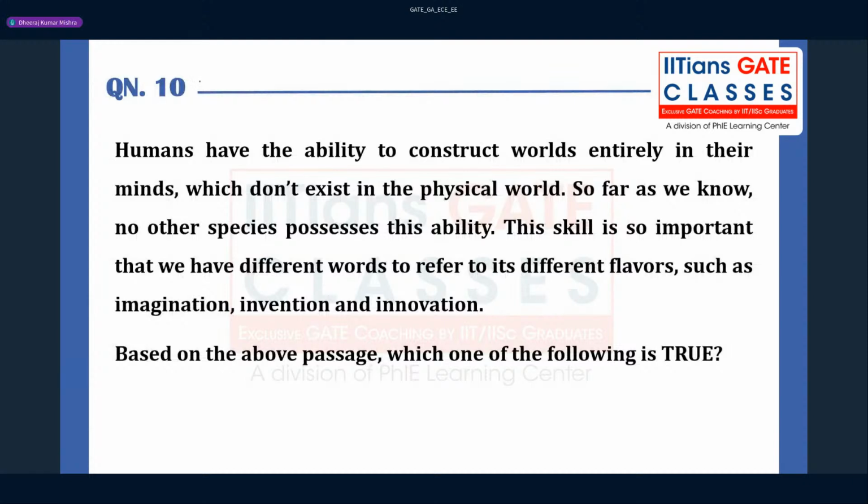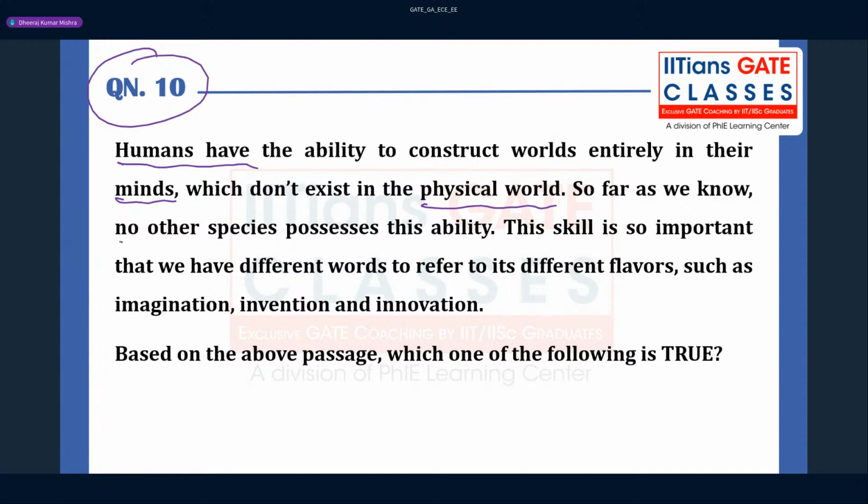And the last question of the day, that again the favorite question. Okay, the favorite question. The humans have the ability to construct worlds entirely in their minds. Yes, true, right? We are sitting at our home, but we are dreaming about IITs, we are dreaming about IISc, right? And we are able to visualize everything, that after getting rank, we have that kind of ability, right? Or once we get a job, we are going to do these things, right? Which don't exist in a physical world, okay?